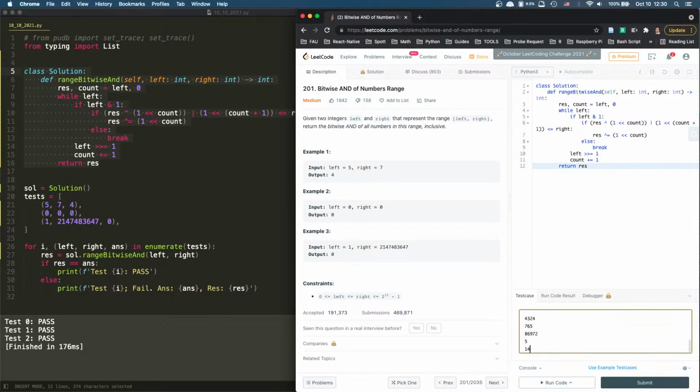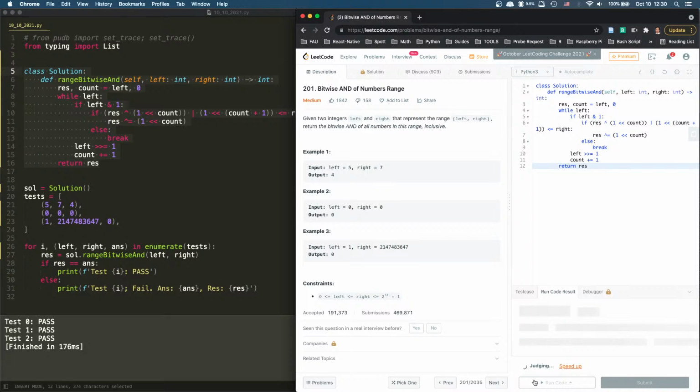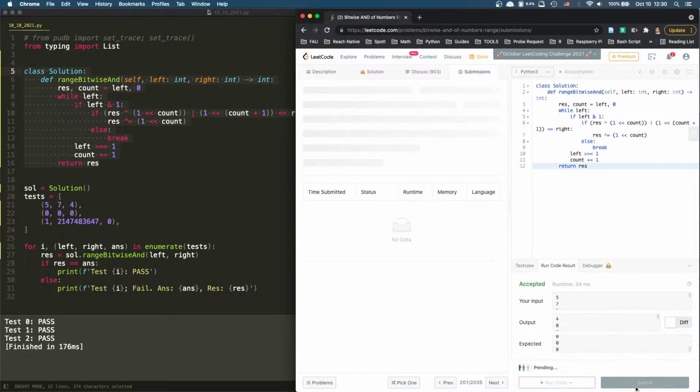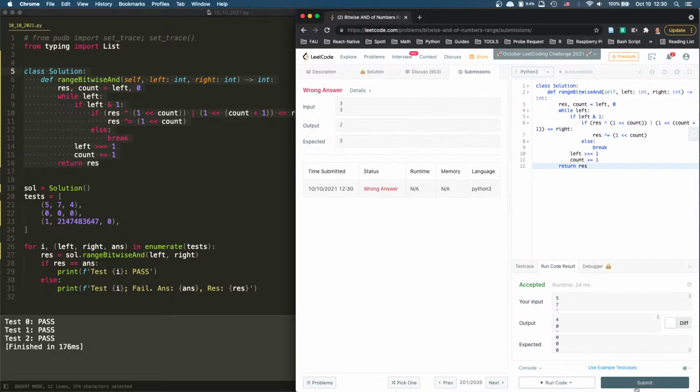Test case will be interesting to write. Right? So we can run code and just see how it goes. Yep, I think we're good. It says accepted, which means I think all of them are good. Let's try it. Submit. Oh, got wrong answer.